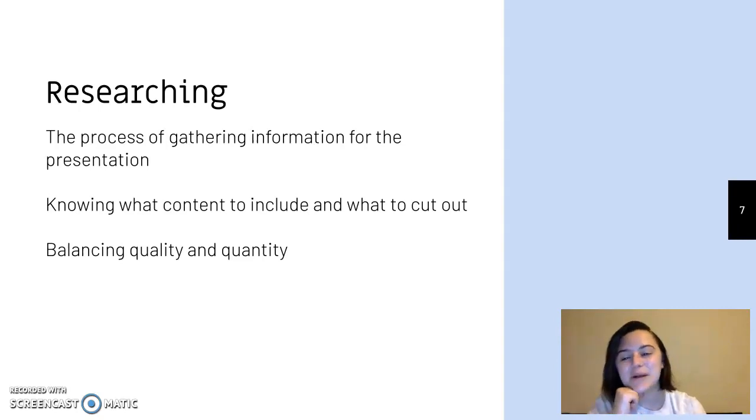Researching is the process of gathering information for the presentation. We get to know what kind of stuff we're going to talk about, just like in general. You start to pull statistics that you want to include, and you're getting stuff to back up what you're going to say. So the important thing to know is what to include and what to cut out.